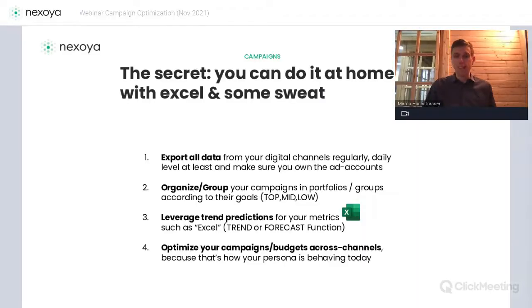What is important again, these 4 steps: get your data, get your ownership of the ad account, organize your campaigns in respective groupings, leverage predictions, really do it. It's so simple, it's so easy, everybody can do it. You don't need a crazy AI model forecast to already start doing it, right? You can do it today. And last but not least, start optimizing across channels. It's utmost important that you look at it from a portfolio perspective and not just within the channel.